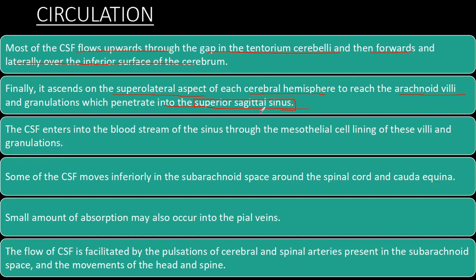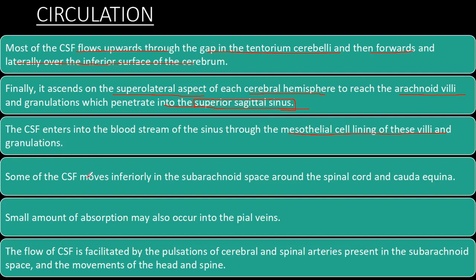After that it merges with the great cerebral vein of Galen to form the left transverse sinus and the left sigmoid sinus, then the left internal jugular vein. Now, CSF enters the bloodstream through the mesothelial cells which line the villi and granulations.